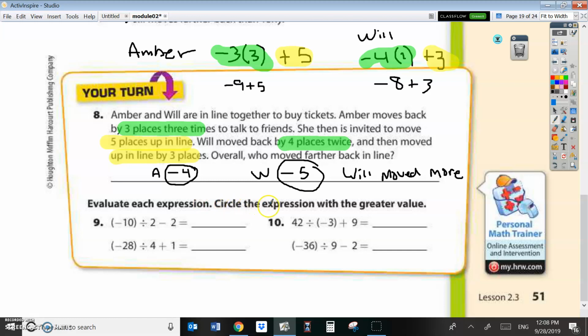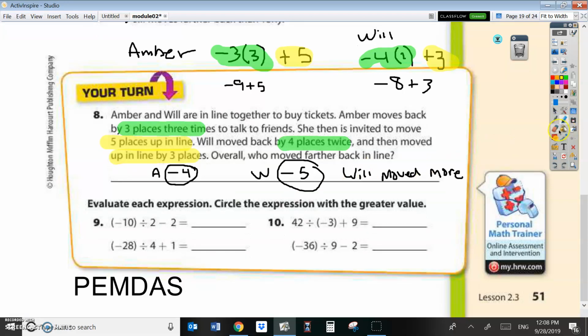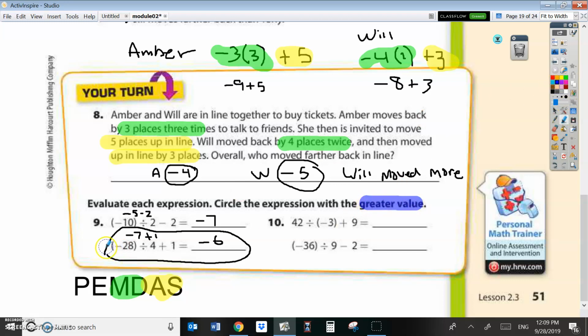Evaluate each expression. Circle the expression with the greater value. Remember, work multiplication and division first, and then work addition and subtraction next. Negative 10 divided by 2 is negative 5. Minus 2 is negative 7. Negative 28 divided by 4 is negative 7. Plus 1 is negative 6. So this one here is greater. This one has the greater value.